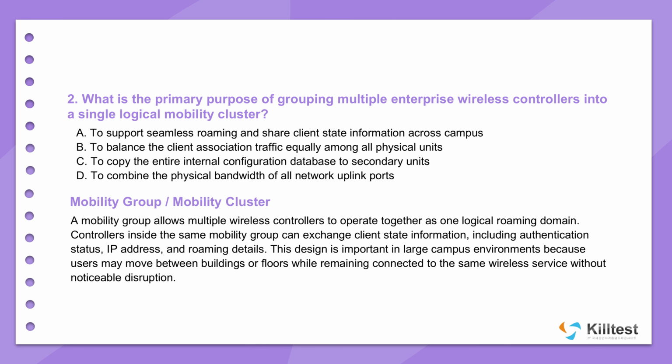Which brings us to question 2. What is the primary purpose of grouping multiple enterprise wireless controllers into a single logical mobility cluster? The correct answer is A. A logical mobility cluster exists specifically to share really vital client state information across the campus. Vital information like what? Well, we were talking about things like authentication status, IP addresses, and roaming states. Okay, so by sharing that data constantly, the cluster creates the mechanism that actually enables the seamless roaming we just talked about. That is exactly it, yeah.